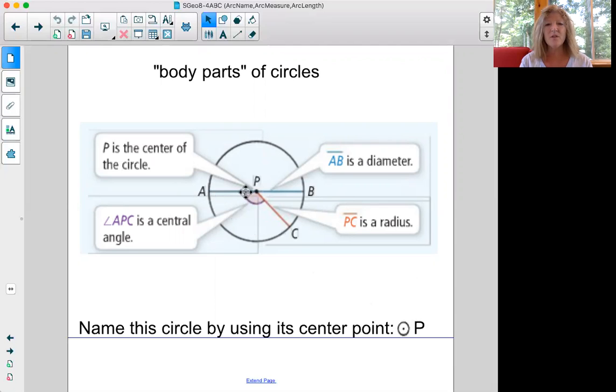Another important thing to know about a circle is, in blue here, you'll see a diameter, which is a special segment whose endpoints are on the circle, but that segment goes through the center point. And in red, you see an example of a radius, PC here, which is half the length of the diameter and starts at the center and has an endpoint on the circle. And a central angle is an angle formed by two radii.